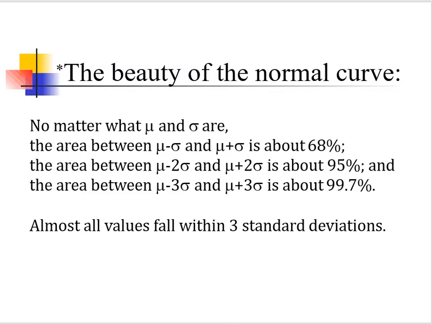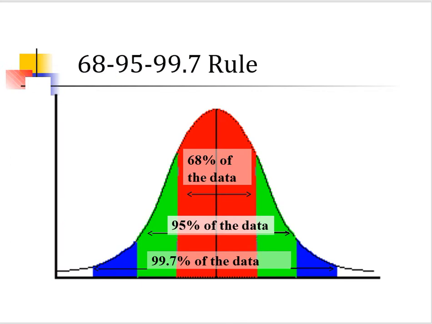We will see the beauty of the normal curve first. No matter what mu or sigma are, the area between mu minus sigma and mu plus sigma is about 68%. The area between mu minus 2 standard deviations and mu plus 2 standard deviations is about 95%. The area between mu minus 3 standard deviations and mu plus 3 standard deviations is about 99.7%. All the values fall within 3 standard deviations. This is the bell-shaped curve, the 68, 95, 99.7 rule. Here you can see a beautiful bell-shaped curve.